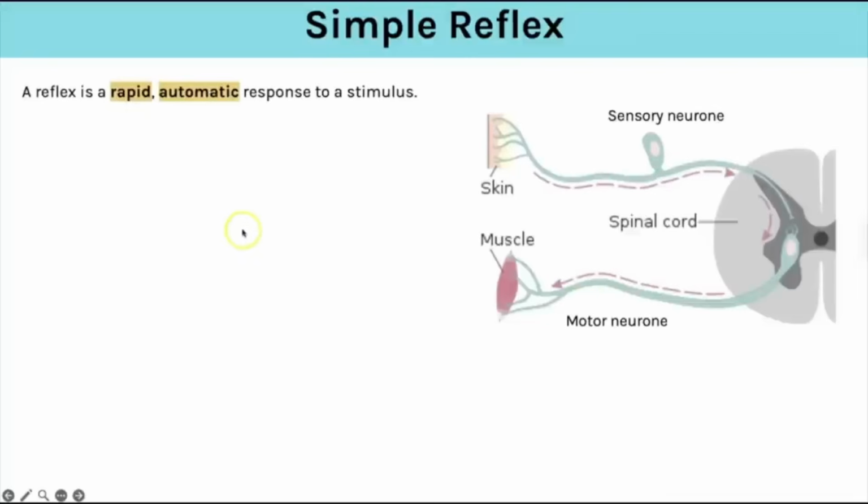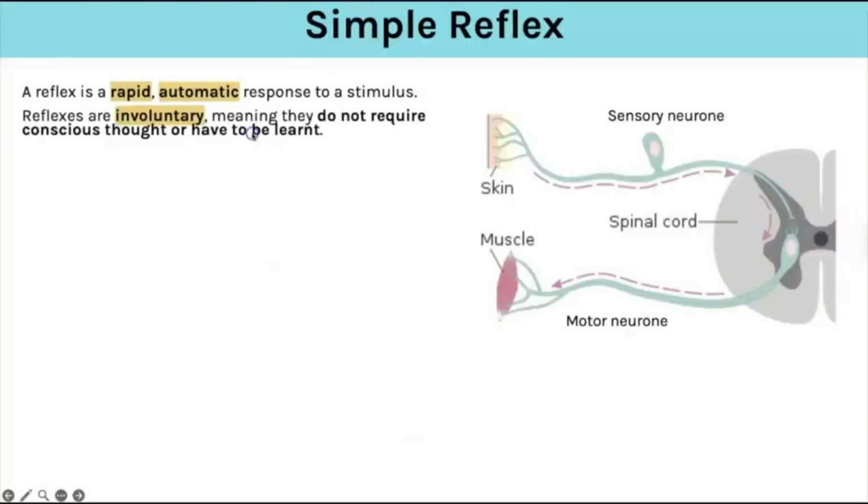So here we have a simple reflex, and a reflex is a rapid automatic response to a stimulus. Reflexes are involuntary, so they do not require conscious thought. You don't have to learn to respond in that way to protect yourself.